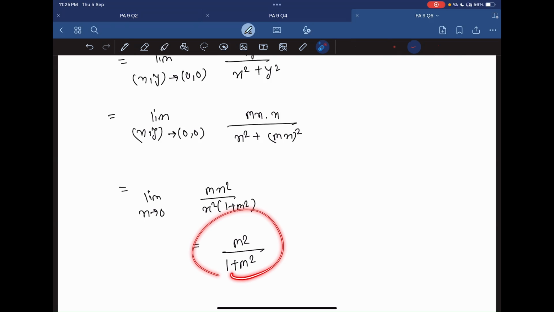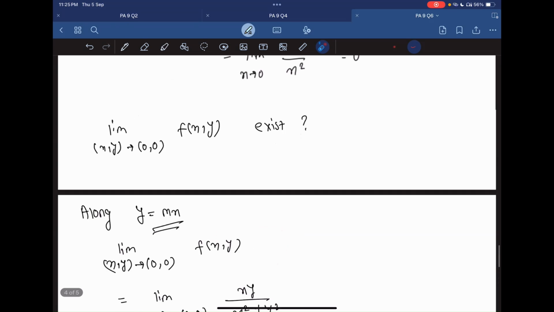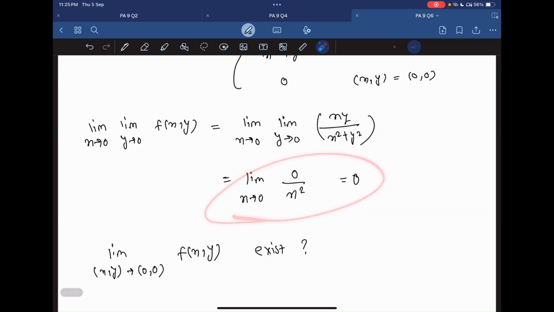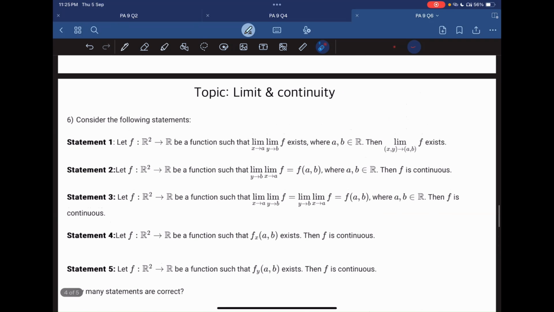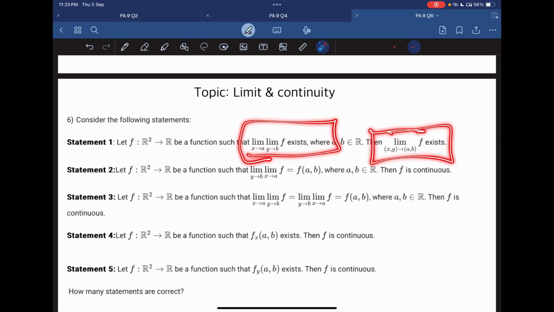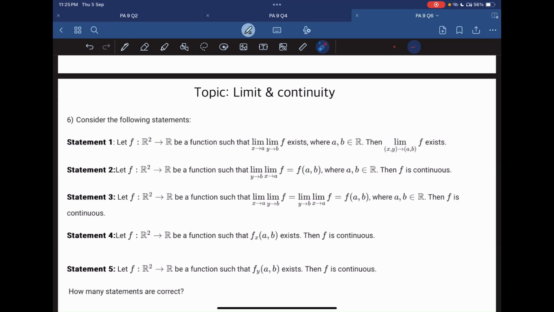So we can see that the limit is dependent upon the slope of the line. That means for a different slope or different path, we will get a different limit. Hence, the limit does not exist. But the iterated limit exists. So the first statement becomes false, as it says if this limit exists, then the limit as (x, y) tends to (a, b) exists. But we see that it does not exist. So it is false.